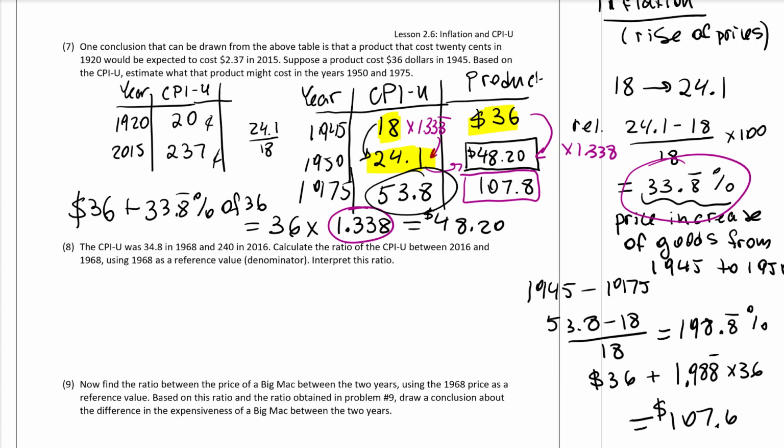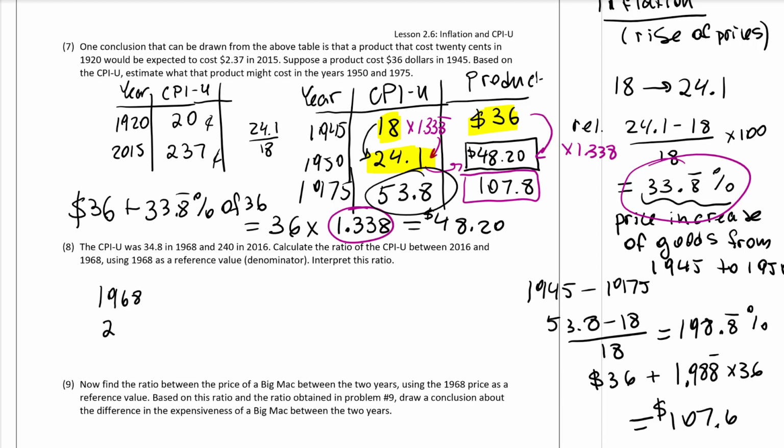The next question helps you, instead of calculating this relative change, it might be easier to do this using ratios. So that's what this question is asking us to do. Let's read it. The CPI-U was 34.8 in 1968 and 240 in the year 2016. Calculate the ratio of the CPI-U between those 2 years using 1968 as a reference value, the denominator. So now we're getting to the place where it's going to make our calculation a little easier. So let me summarize this for you first, and then I'll ask you to calculate the ratio.